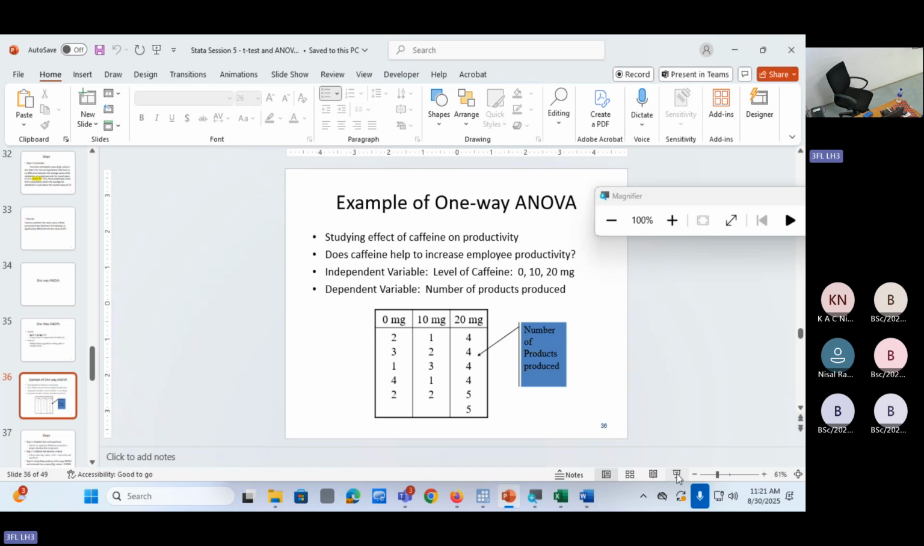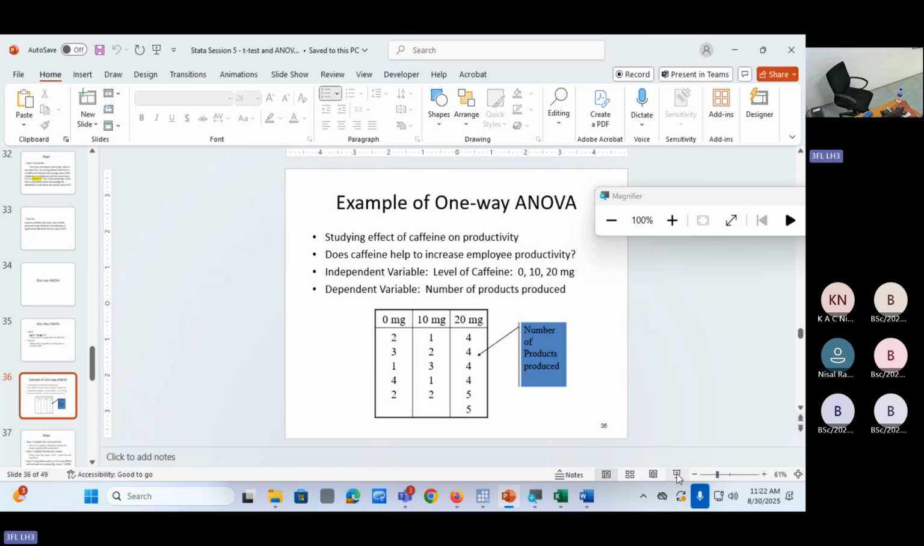Then the next group was completely independent, and they were given 10 milligram caffeine, and their productivity levels were measured: 1 item, 2 items, 3 items, 1 item, and so on. Then the 20 milligram group was given double the dose, 20 milligram caffeine. This group produced that number of items per 1 hour. That's the production of these 3 groups. Now what we need to see is whether the average production of these 3 groups are different from each other.